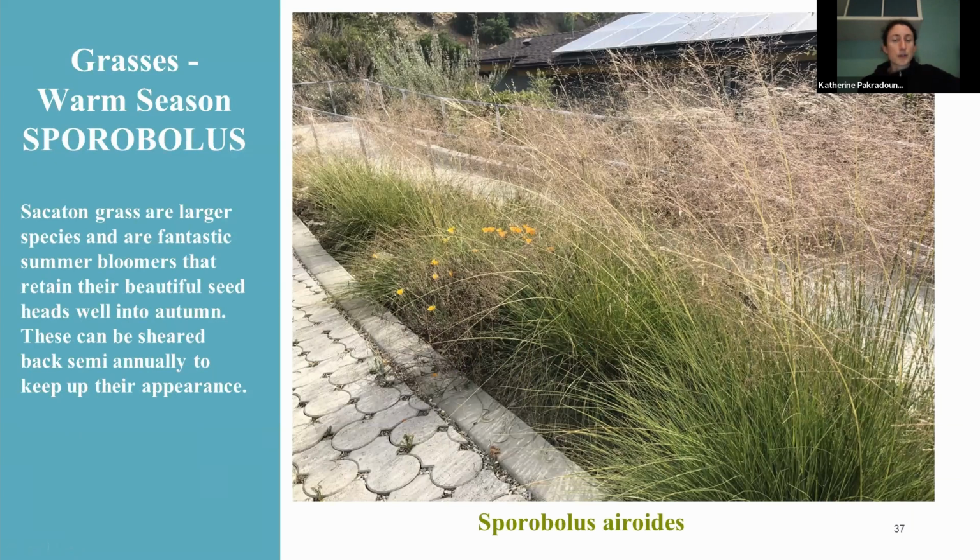And so these form a pretty big clump. They're about, I don't know, without the seed heads, maybe 2 feet round, but with the seed heads like 3 to 4 feet almost. Some of the prettiest seed heads on any of our grasses are on the Sporobolus saccaton or alkali saccaton grass. So this is Sporobolus aeroides specifically.